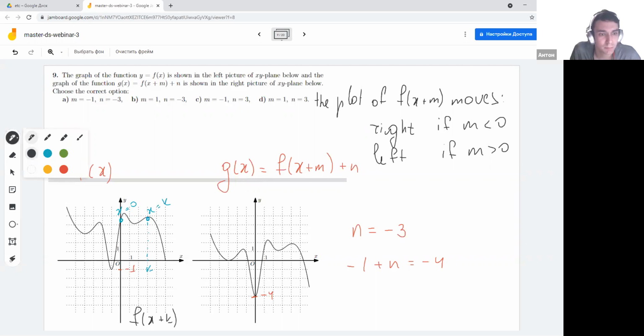So here we see that the plot has moved one step left. Yeah, it moved one step left. Oh, sorry, one step right, of course. It was here at the position of -1, and now this line is here at the position of 0. So it moved right, hence m is less than 0, and it moved by one cell, hence m is equal to -1. So one cell right means -1.